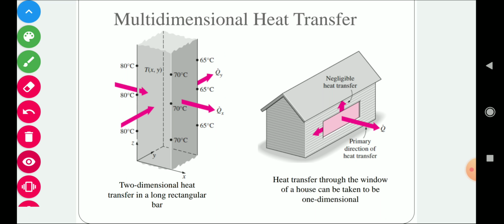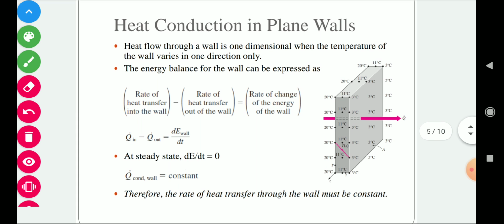Now, if we apply an energy balance for this case, again, consider a plane wall, where the inside of the wall is maintained at 20 degrees centigrade, and the outside of the wall is maintained at 3 degrees centigrade, and there is no temperature variation along the length and height of the wall. So there is temperature variation along the thickness of the wall only. The temperature varies from 20 degrees centigrade to 3 degrees centigrade, and let's say it is in the x direction. There is no temperature variation along the y and z directions.